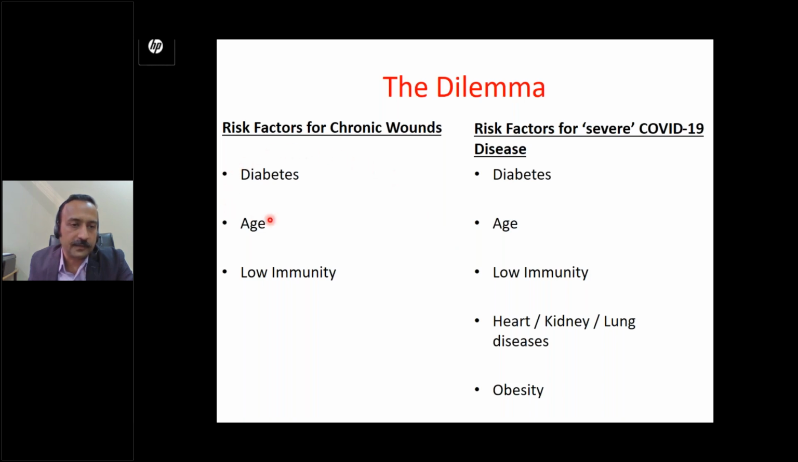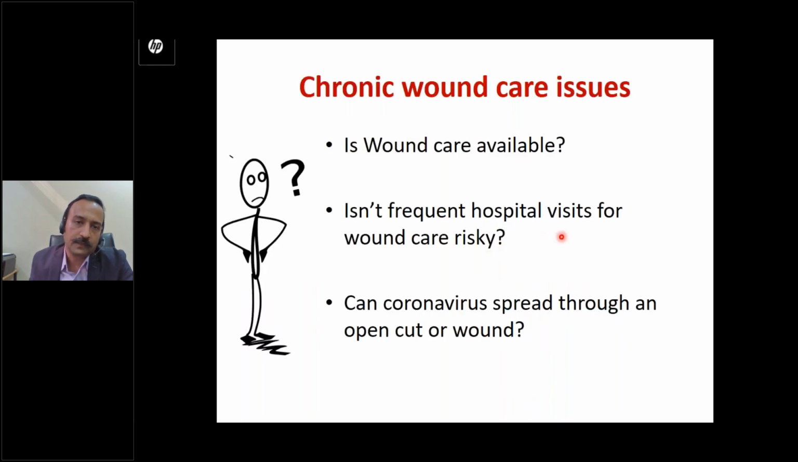So diabetic patients, elderly people, or people with low immunity have a risk factor for a chronic wound, but they also have a risk of getting a severe COVID-19 disease. The risk of getting COVID is the same. That has nothing to do with diabetes. But if they get it, more likely they will get a severe disease. So there is a problem now. Same chronic wound risk factors, but same here also.